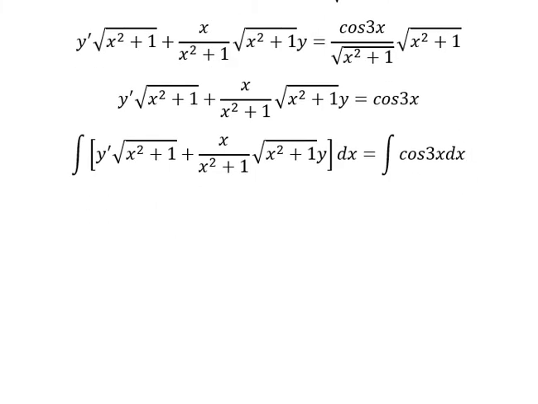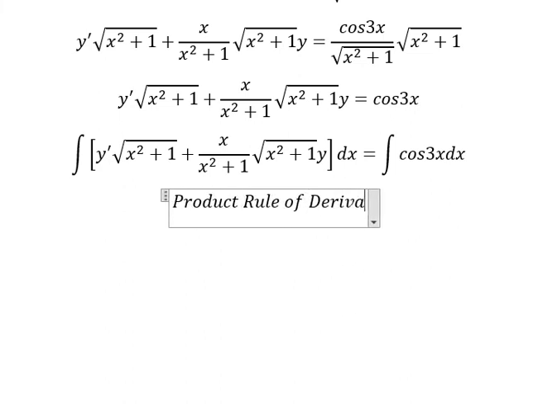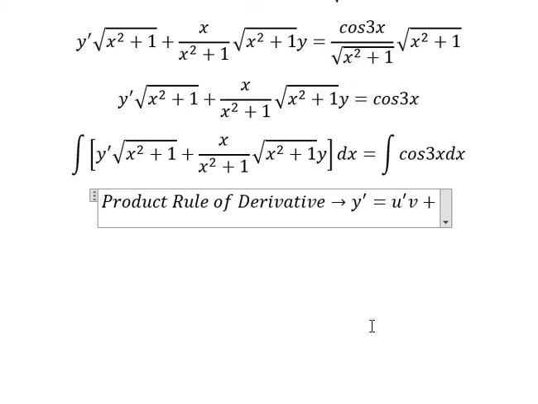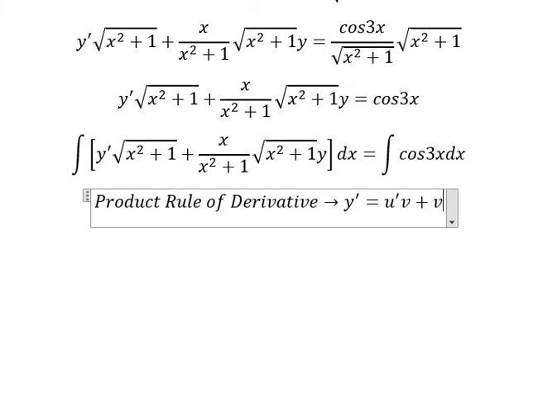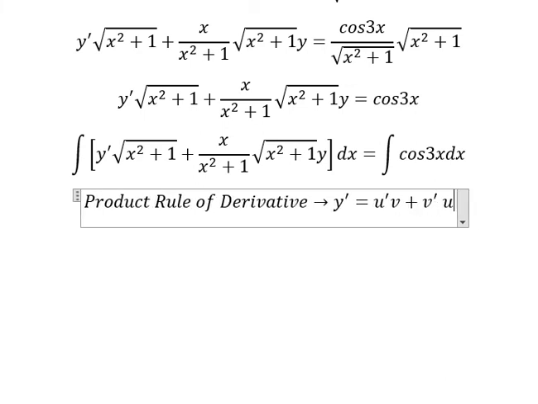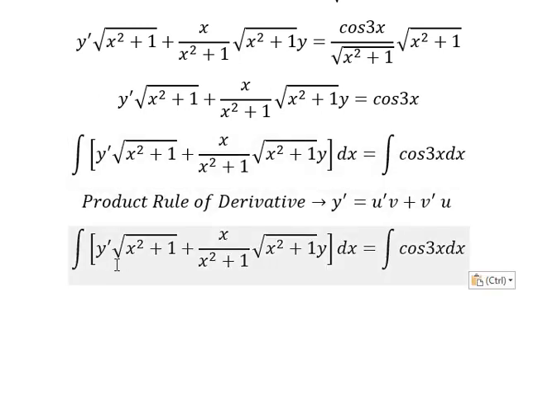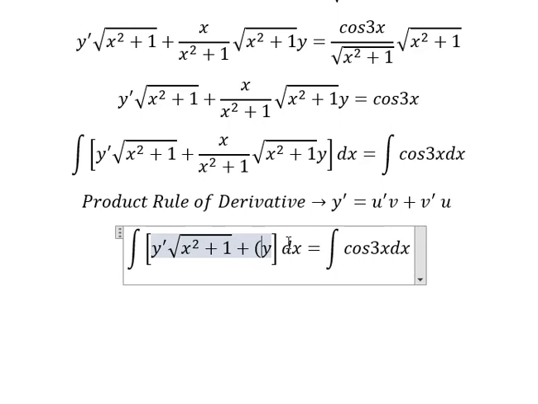So we can apply the product rule of derivative. So the first derivative of y, we get the first derivative of u multiplied by v. Later, we get the first derivative of v multiplied by u. So the integration on the left, this is the first derivative of u multiplied by v. This one in here, that's the first derivative of this one.